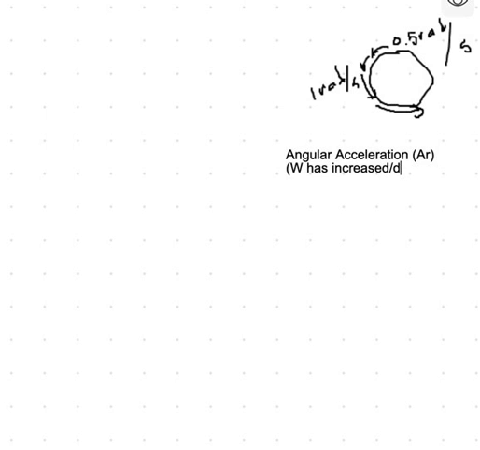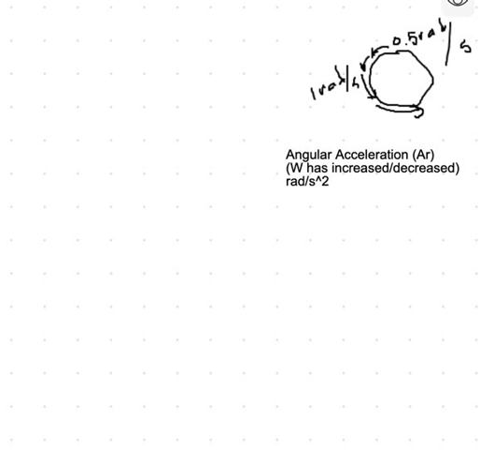And this could happen if W decreased as well. If it was going 1 radian per second and then all of a sudden it slowed down to 0.5 radians per second, we would also have an angular acceleration. Now, because W is measured in radians per second, angular acceleration is going to be measured in radians per second squared. We call this a circular quantity because it's measured in radians, not in meters.